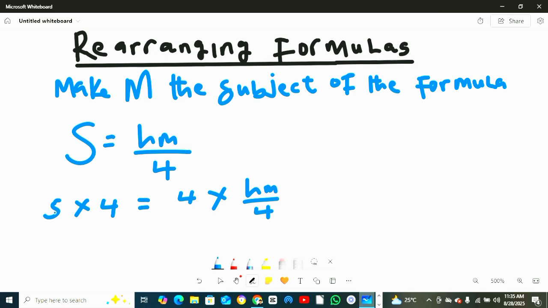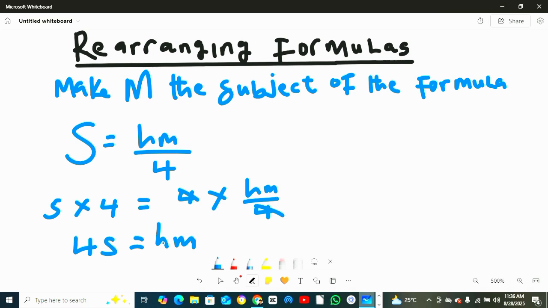So this x times 4 will give you 4x. So you have 4x here equals to, this 4 will cancel out this 4. So we have hm remaining. So we're not done yet because the question says m has to be by itself. In order for m to be by itself, we have to eliminate this. Now to eliminate this, we have to introduce the opposite operation.